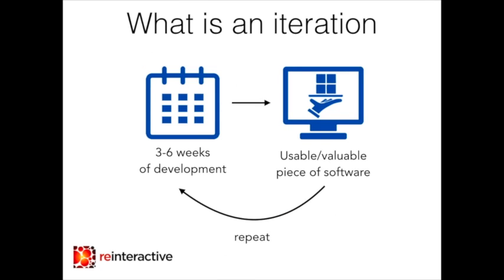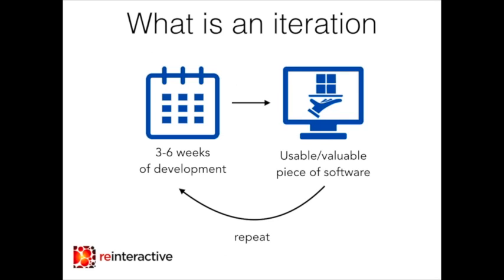So I've talked about iterative development. What is an iteration? Basically, it's a time-boxed period where we can deliver a bundle of work of related features. Ideally, you want to keep your iterations quite short, 3 to 6 weeks is ideal. And at the end of that iteration, you want to be able to deliver some usable piece of software that's going to provide real value to end users.